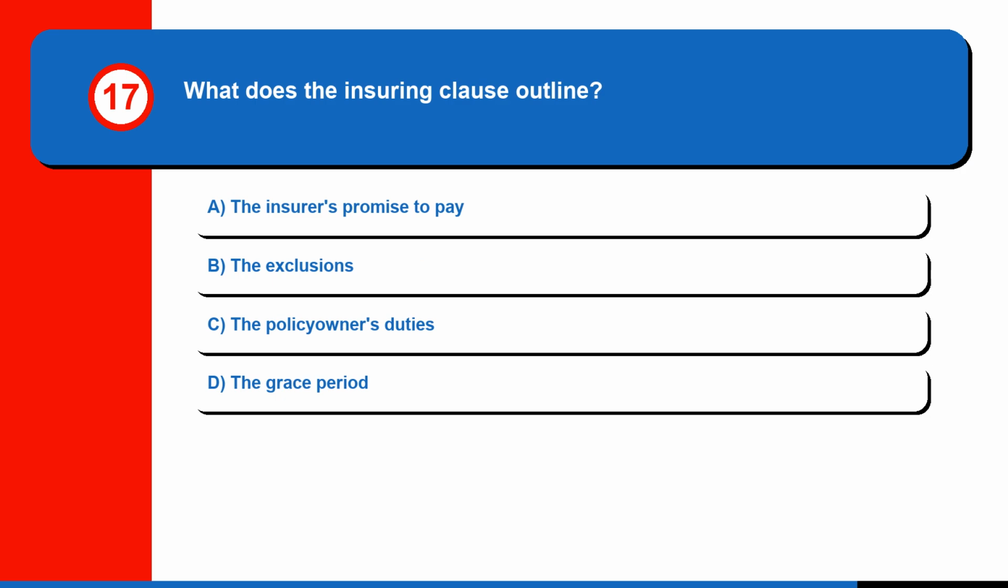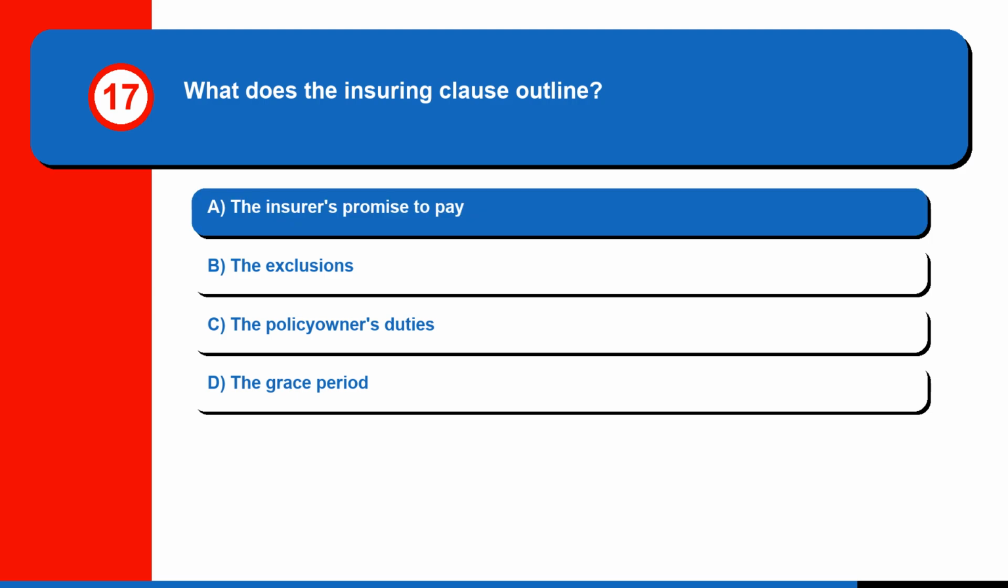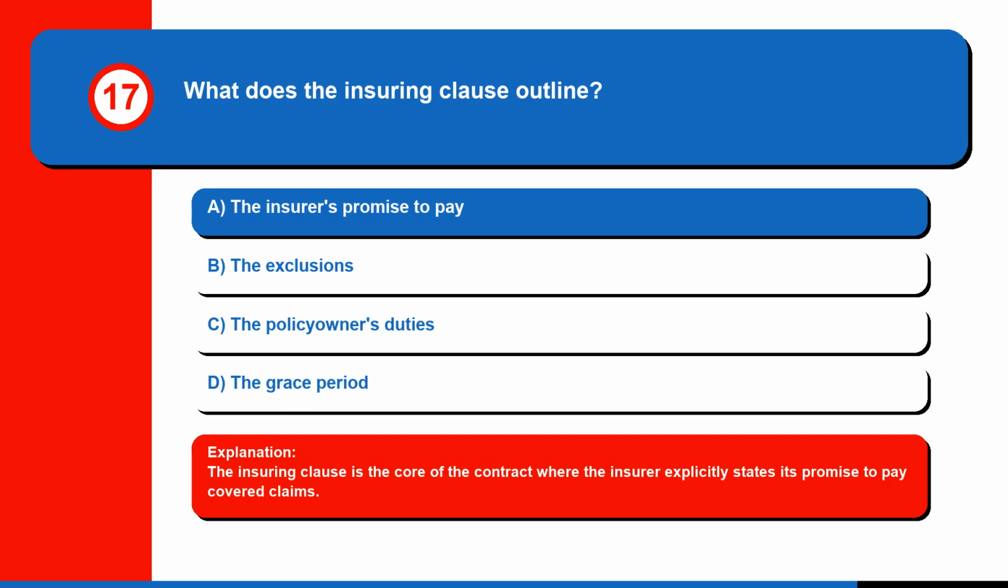Question 17. What does the insuring clause outline? A. The insurer's promise to pay, B. The exclusions, C. The policy owner's duties, or D. The grace period. The correct answer is A. The insurer's promise to pay. The insuring clause is the core of the contract where the insurer explicitly states its promise to pay covered claims.